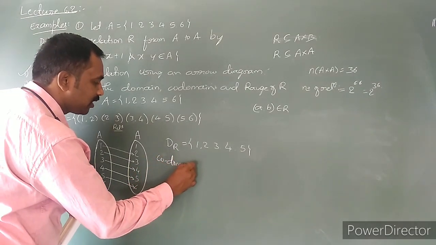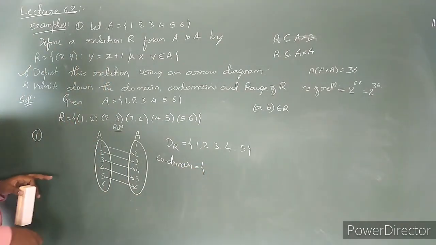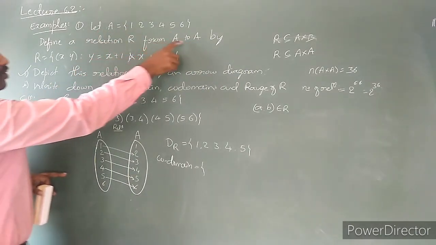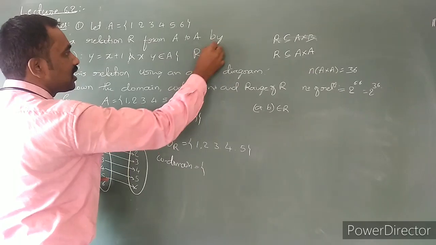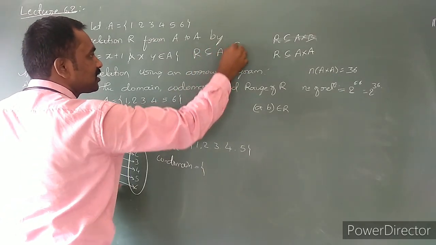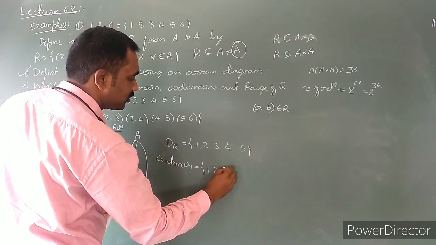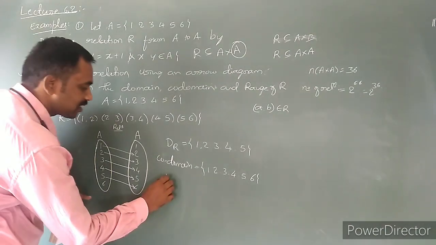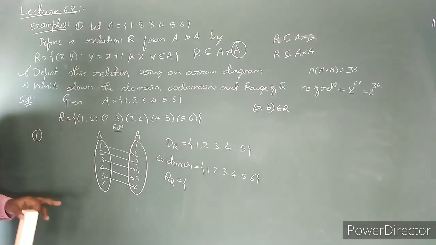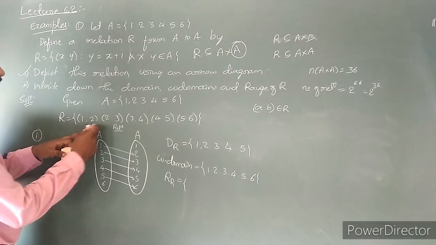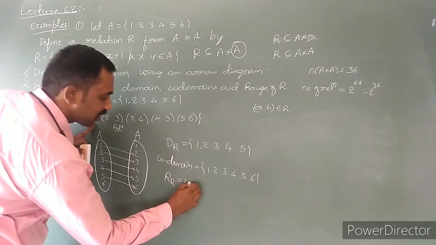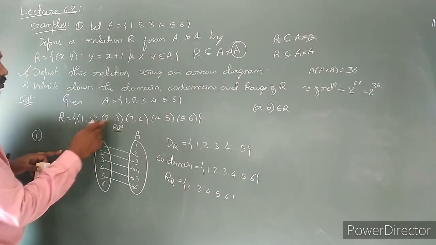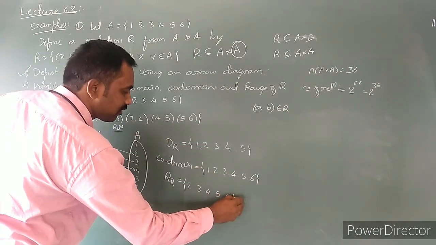Next, the codomain. What is the codomain? The codomain is nothing but the whole set B, the second set. The relation is defined from A to A, that is, R is a subset of A cross A, so the second set is A. That means 1, 2, 3, 4, 5, 6 is our required codomain. Next, the range of the relation. The range is nothing but the second element of the ordered pair. What are the second elements? 2, 3, 4, 5, 6 is our required range.